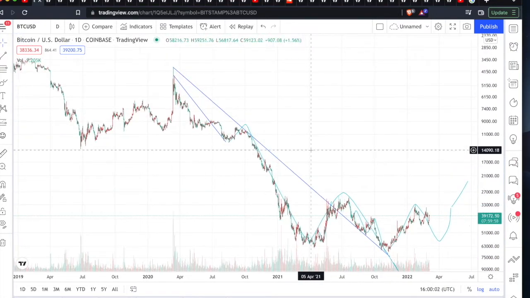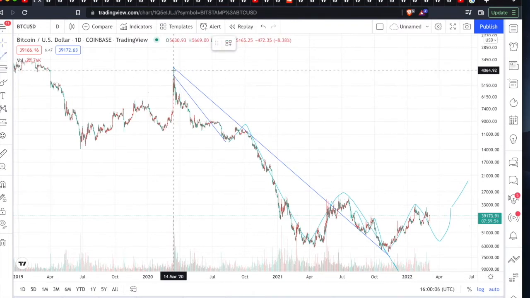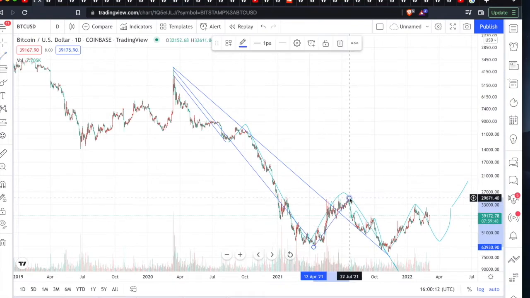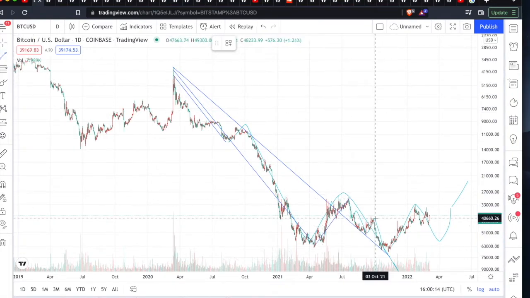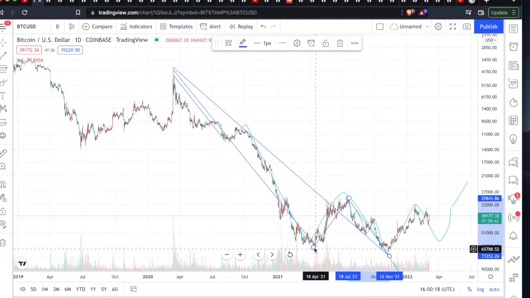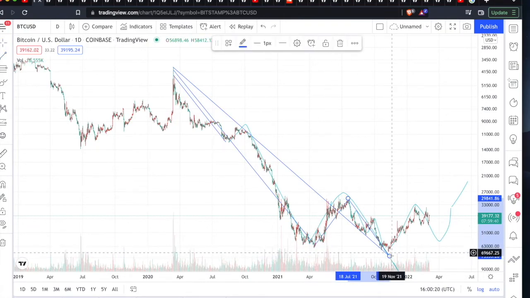So what do we see down here but a massive ABC correction, right? This is an ABC correction. A down, B up. C is the heart wrencher, right? C is the lower low, right? It's lower than the bottom of A. So there's your C heart wrencher.